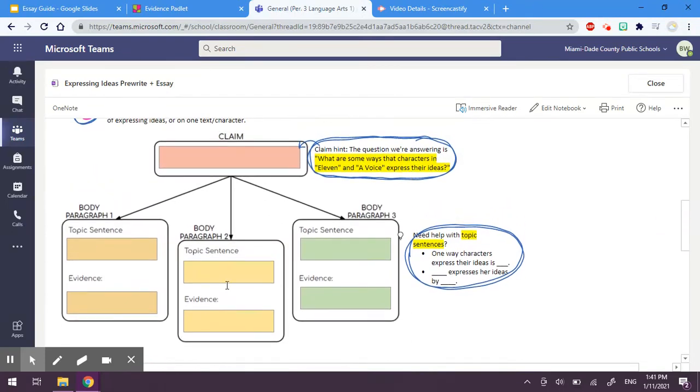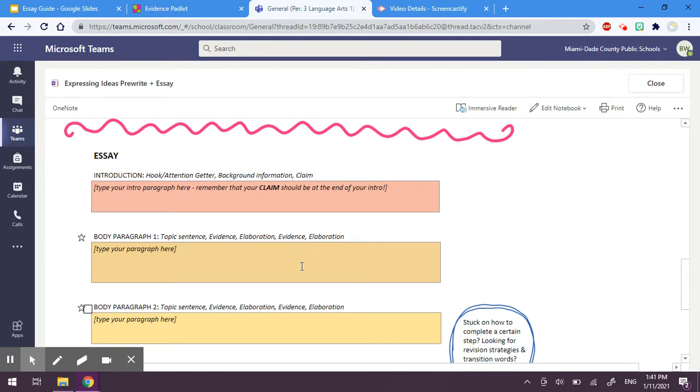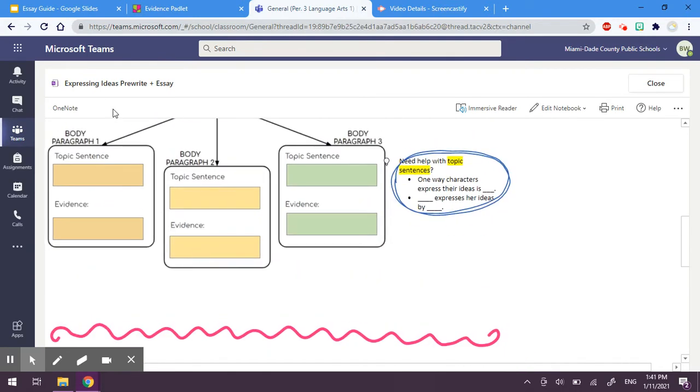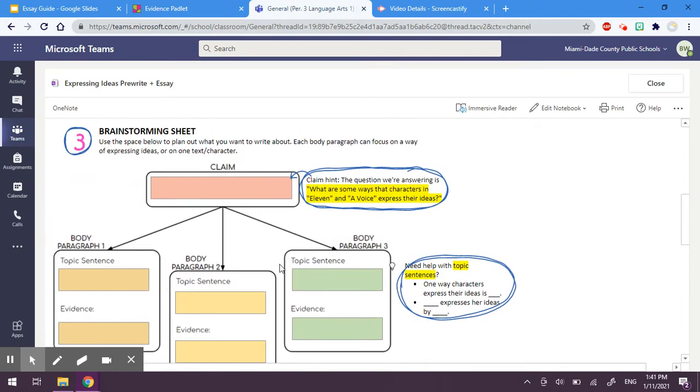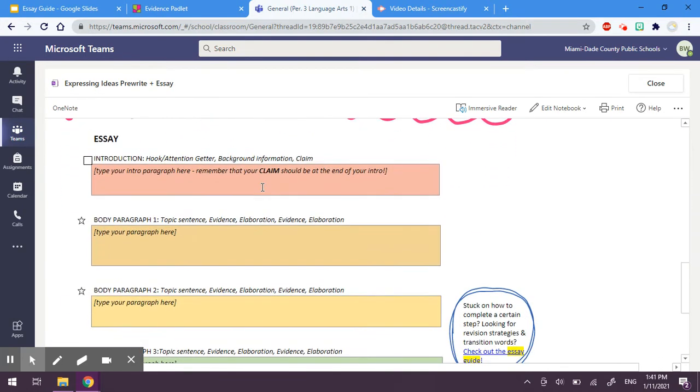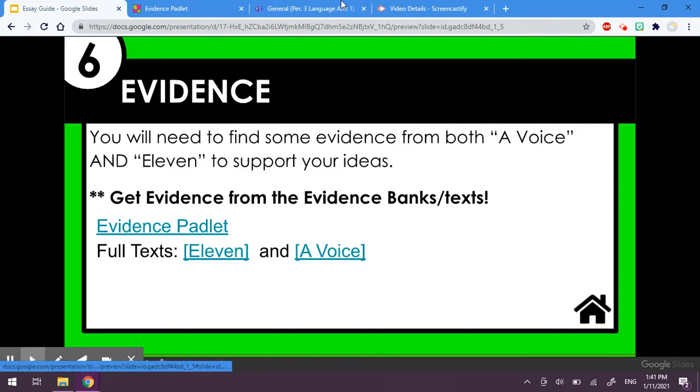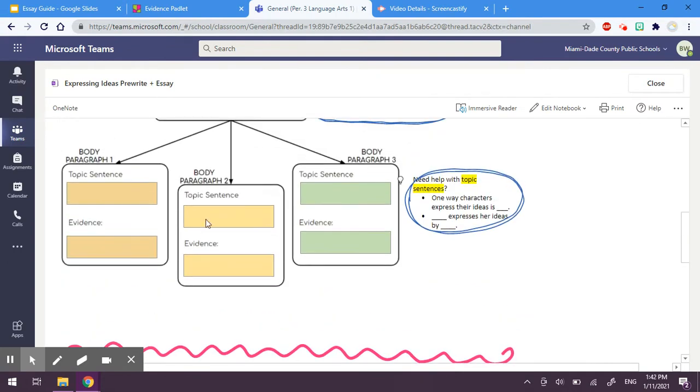So let's say that the brainstorming sheet that you have is done, and now you're looking at how to move into the main part of your essay. This video is going to show you how, for this expressing ideas essay on A Voice and 11, to move from this beginner planning sheet into a full essay. So the first thing you're going to want to do is transfer some stuff.